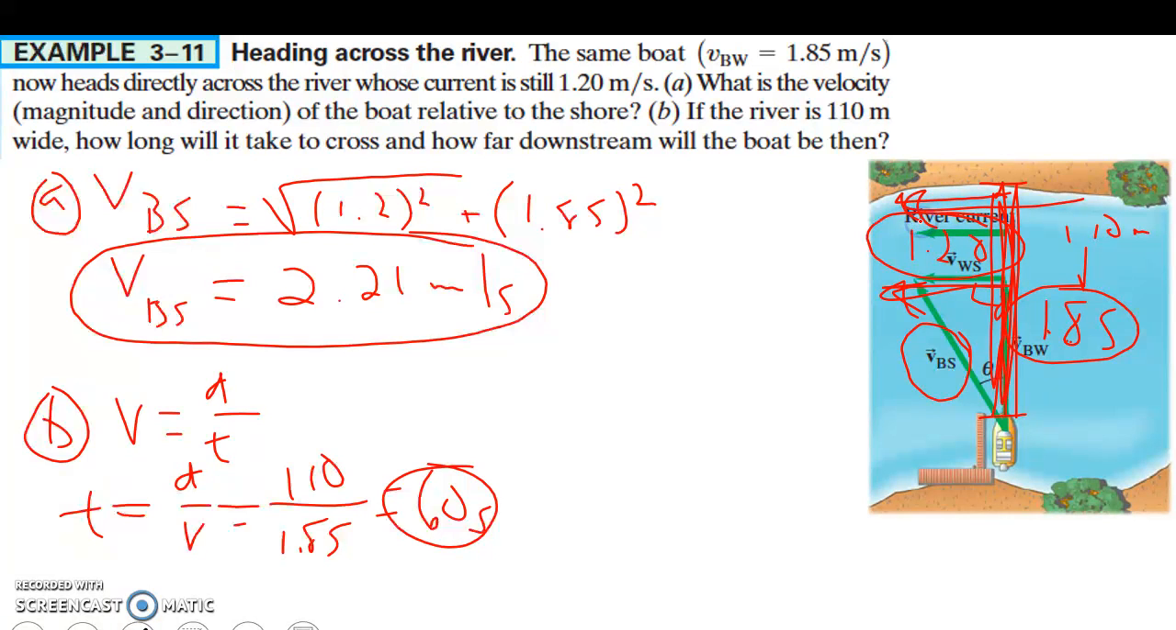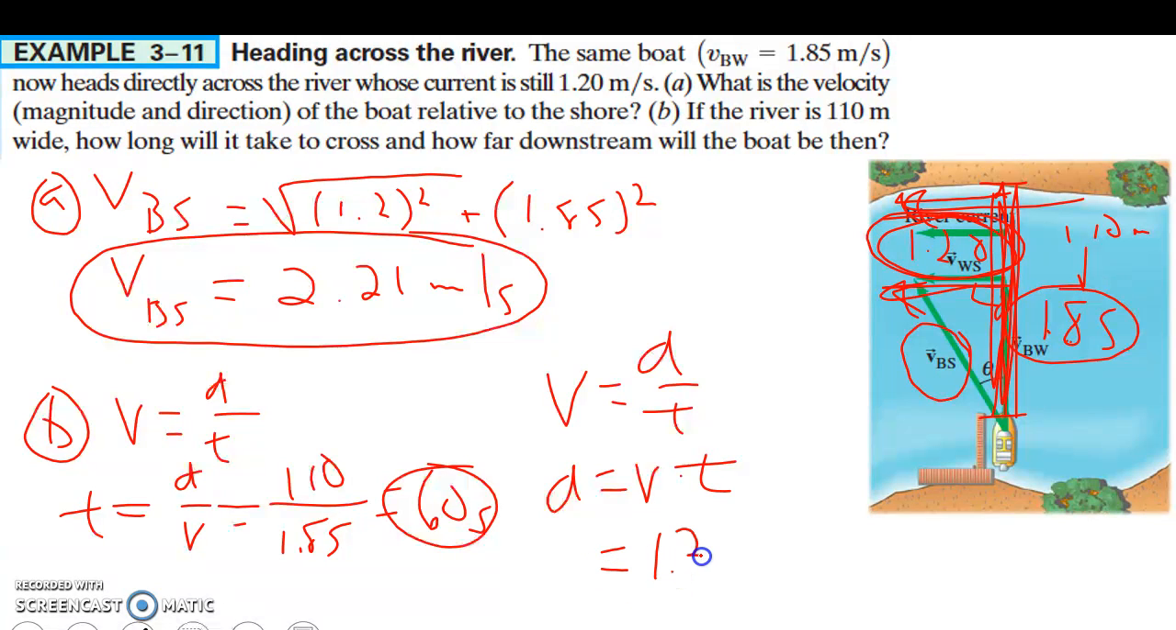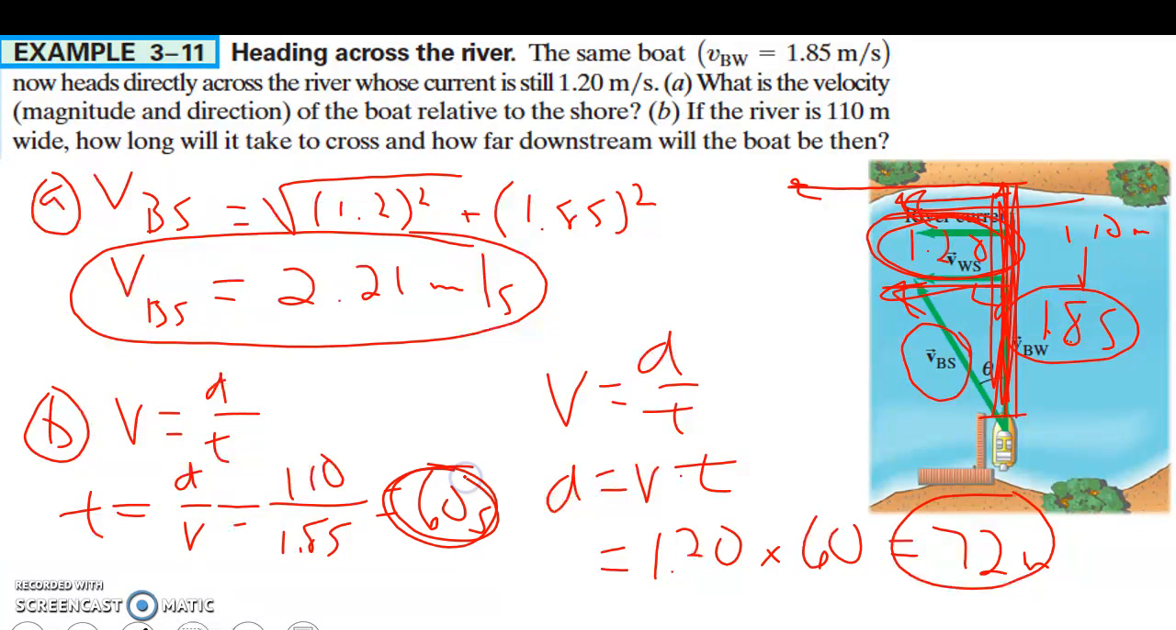How far down will I be during that minute? That's where I want to find my distance. So now I want to look at things in the horizontal. V is distance over time, so distance is velocity multiplied by time. My velocity is 1.20, and I'm multiplying that by my 60 seconds. And when I do that math, I get 72 meters. So I will go 110 across and then 72 meters downstream. The thing to keep track of is, just like projectile motion, keep your X and Y separate. But of course, time will be the one that pairs them all together.